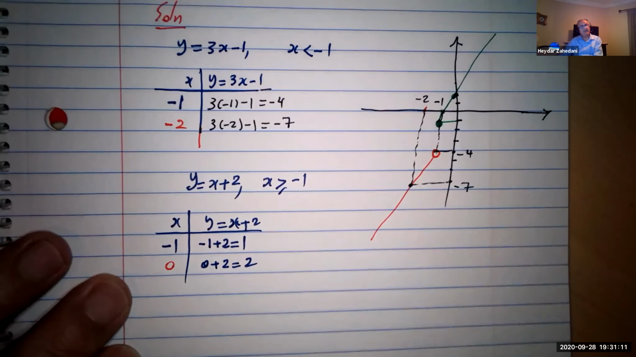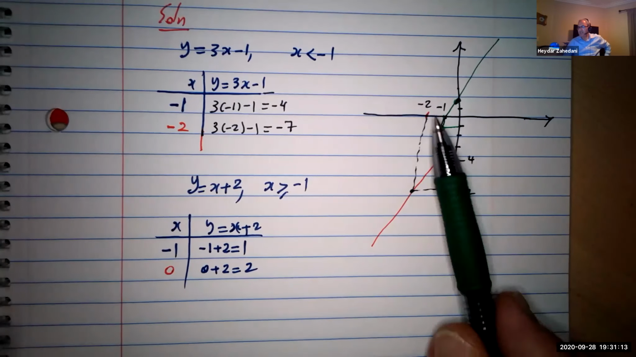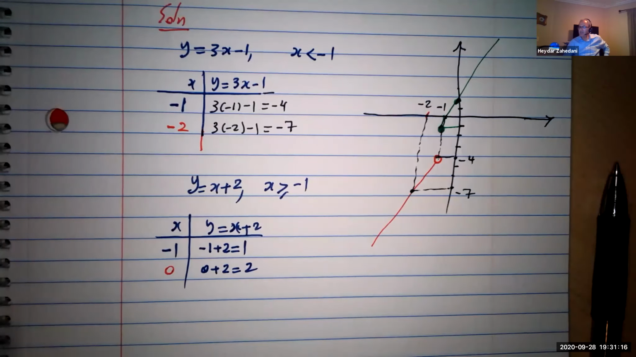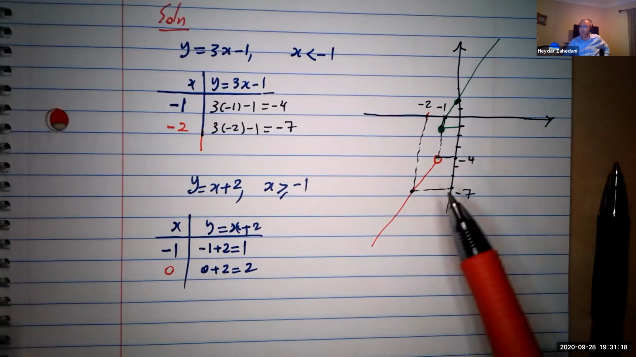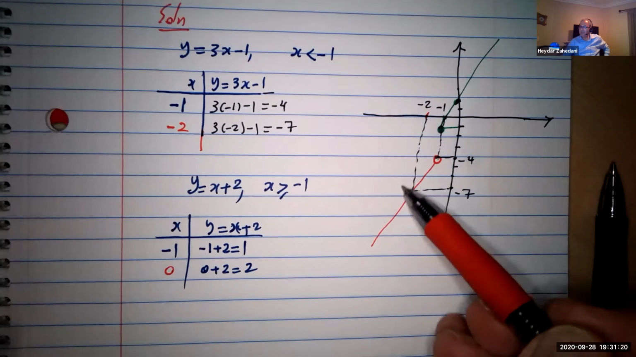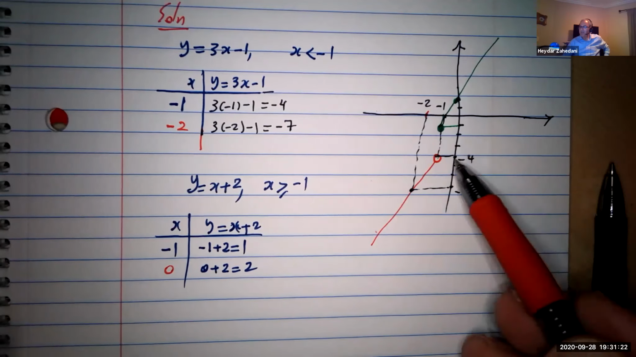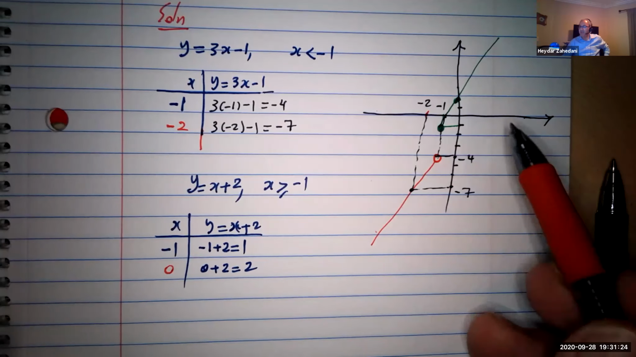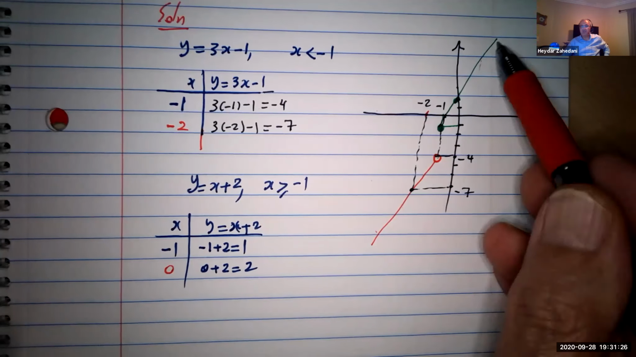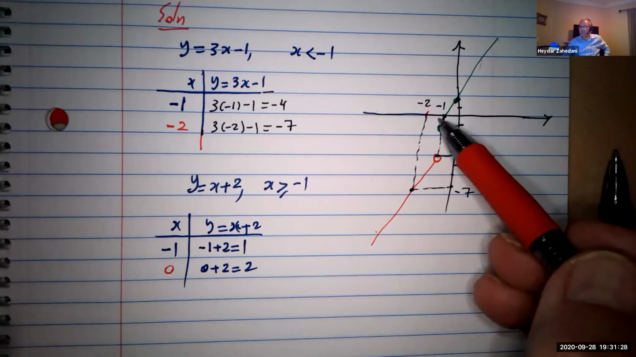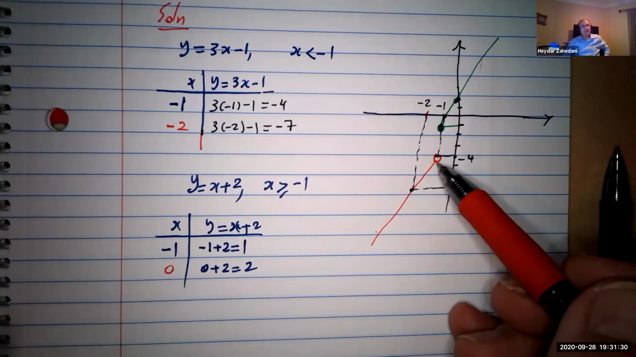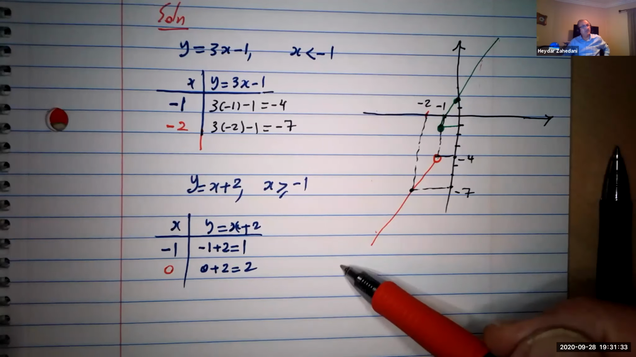It's a piecewise defined function. You have two portions. When x is less than -1, this is your graph. If you want to take a point here, you see this is going to be used. But when x is greater than -1, you have to use the green one. So the green one is the second portion. The red one is the other portion.